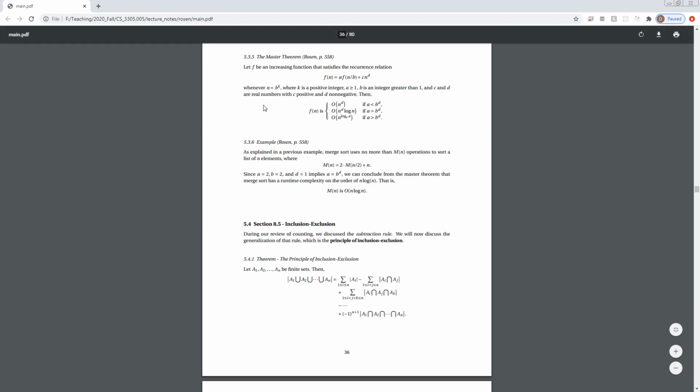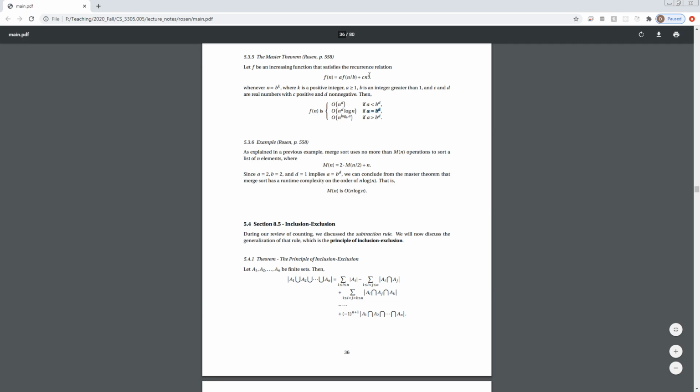And then c and d are real numbers, with c positive and d non-negative, so that this term doesn't vanish as n gets larger. These are essentially saying that the function behaves as you would expect a recursive function to behave, right? Then if you get it into this form, f of n grows on the order of n to the d whenever a is less than b to the d, right? It grows on the order of n to the d log n if a is equal to b to the d.